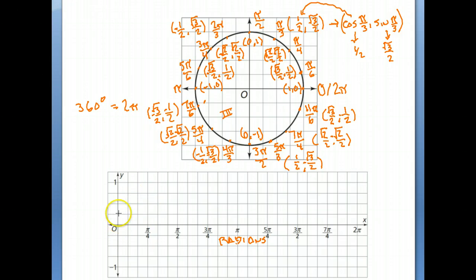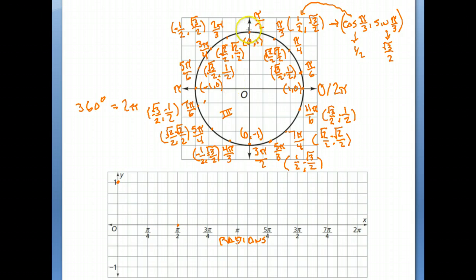So when my radian measure is 0, my cosine is 1. So I'm going to put a dot at 1 there, because my x coordinate when my radian measure is 0 is 1. And then what happens is it starts to get less, right? 1 is the biggest it ever gets, and then as I go counterclockwise, it becomes closer and closer to 0 until at pi over 2, it is 0. So I'll put a dot at 0 there.